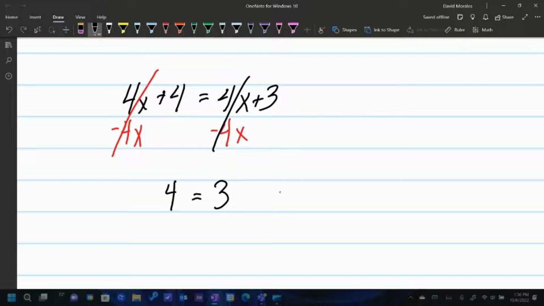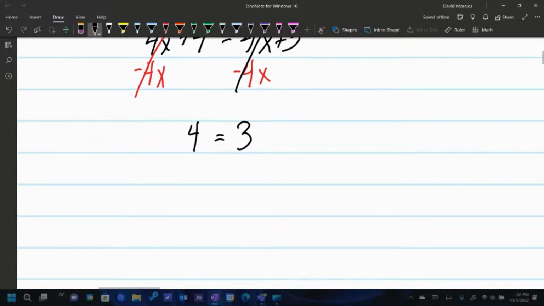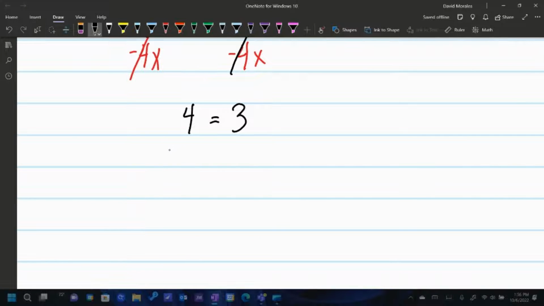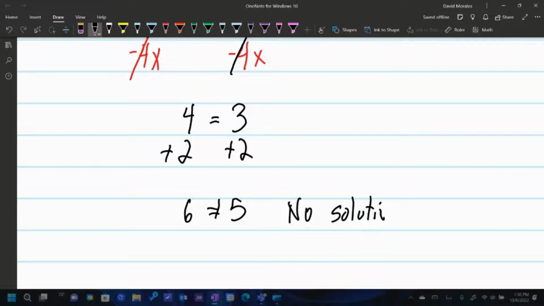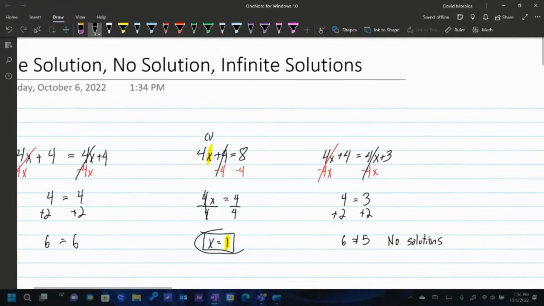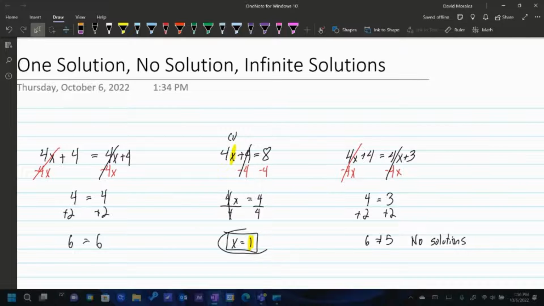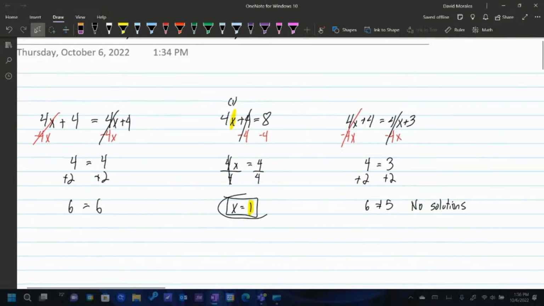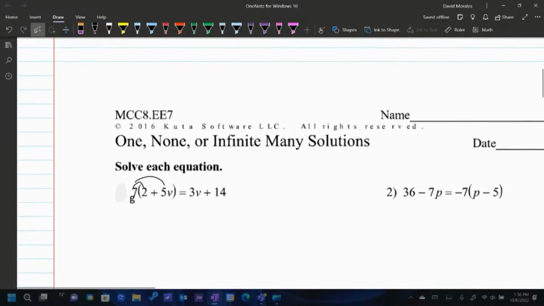Now, does 4 equal 3? It does not. And if you look at it closely, it doesn't matter what you do to both sides, you will never get them to equal each other. Just as 4 doesn't equal 3, 6 doesn't equal 5. So they call this no solutions. Those are the 3 scenarios that you're going to be running into. If it's either no solution or infinite solutions, the letter disappears.